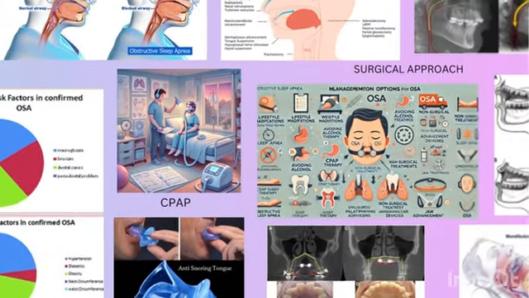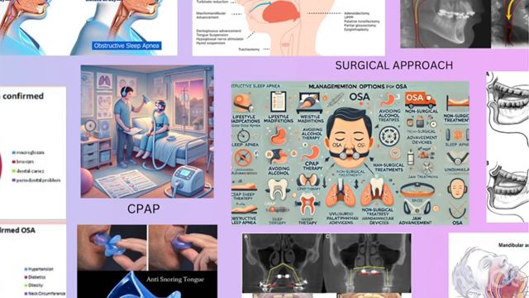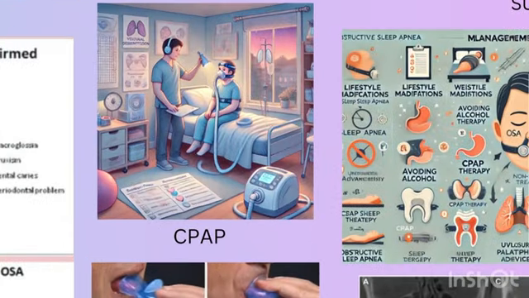Next, we're going to see about the management of obstructive sleep apnea. We have behavioral modification, non-surgical modalities and surgical modalities. Behavioral modification includes weight reduction, avoid CNS depressants, tennis ball and back, stop smoking.